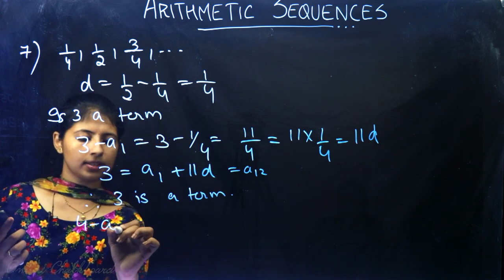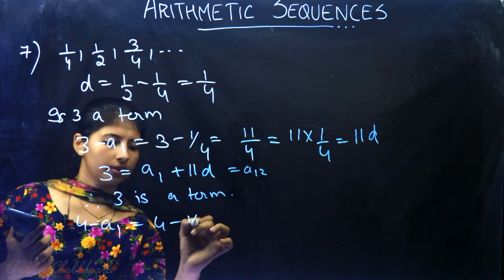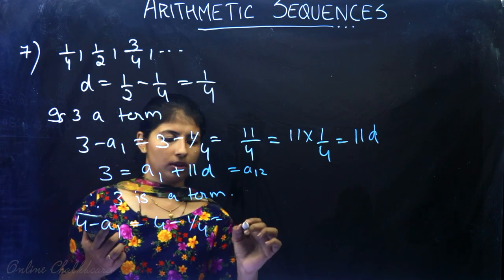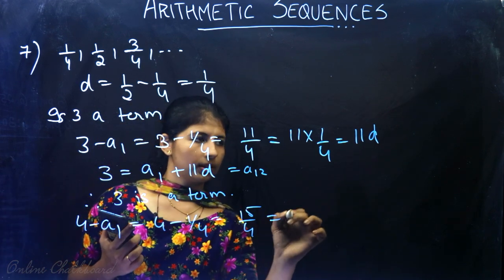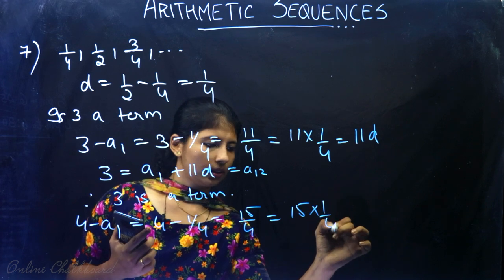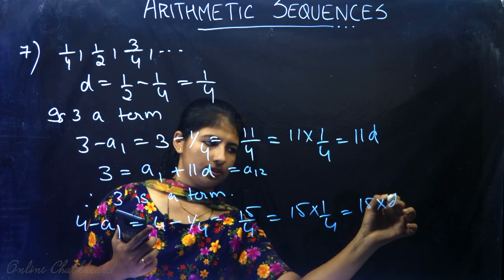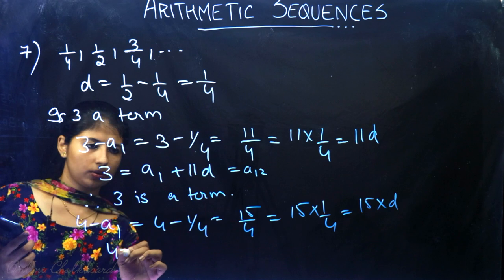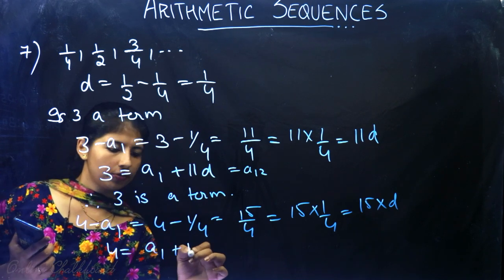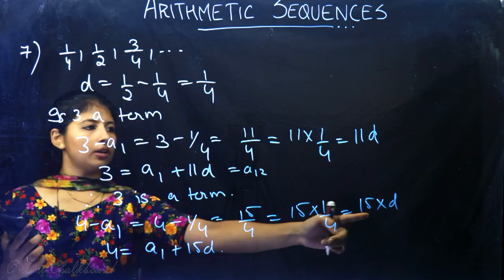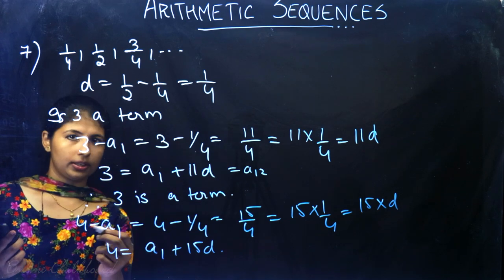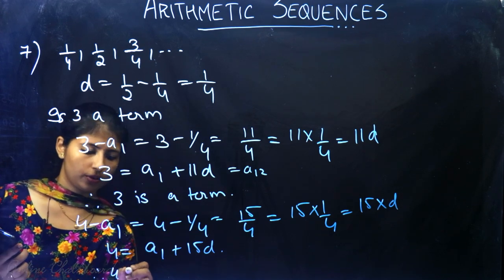4 minus the first term, 4 minus 1 by 4, is equal to 15 by 4. Then we have 15 into 1 by 4, that is 15 into the common difference. We will get 4 is equal to the first term plus 15 times the common difference. Therefore, 4 is a term.